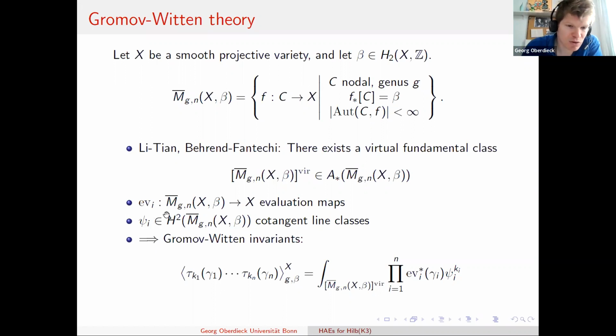Okay. And so then given cohomology classes γ_i on your target X, so elements in the cohomology of X, and k_i non-negative integers, you can just integrate the pullback of this class γ_i along the evaluation maps, times products of these powers of the psi classes, against this virtual class. And so this gives a natural set of invariants. These numbers are invariant under deforming the variety X. So this gives you a natural set of invariants of your space.